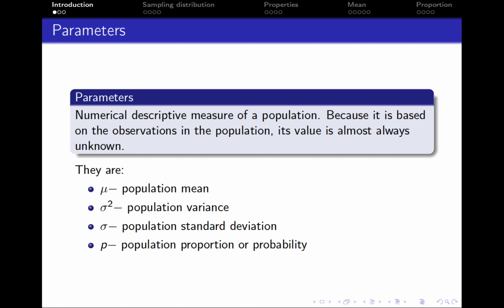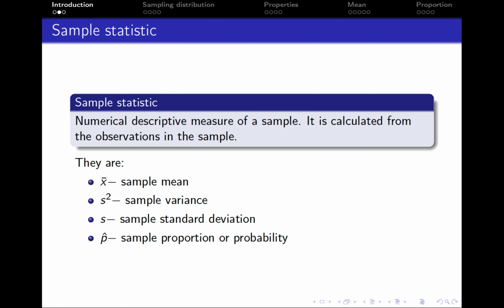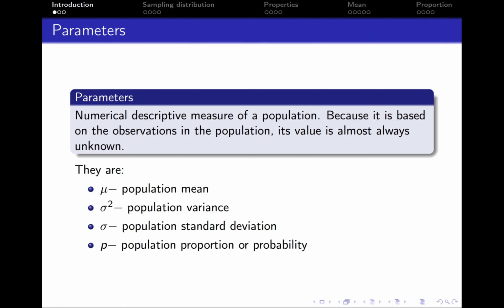There are two terms that you need to familiarize yourself with: parameters and sample statistics. So parameter, this is some descriptive measure that is used to describe a population. And because it is based on the values from the population, most of the time we do not know the value of this descriptive measure.